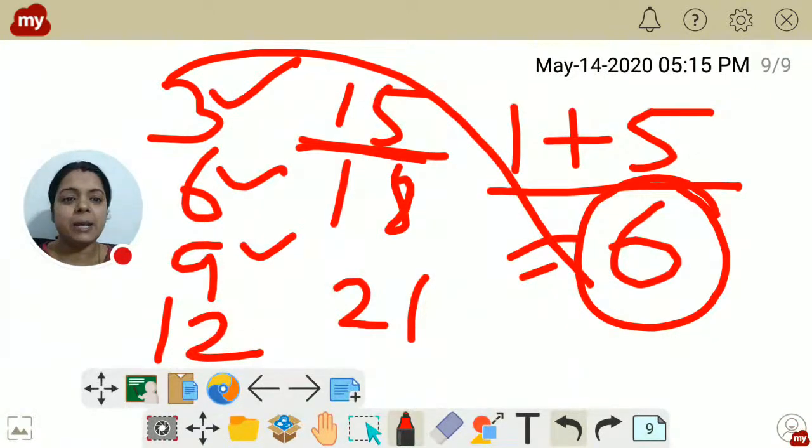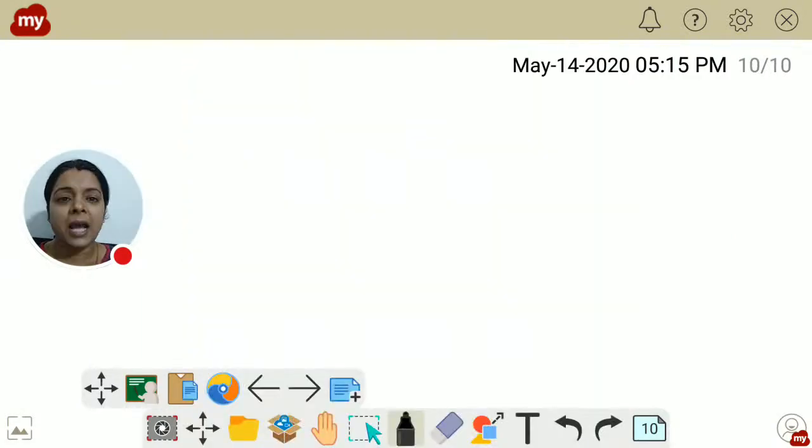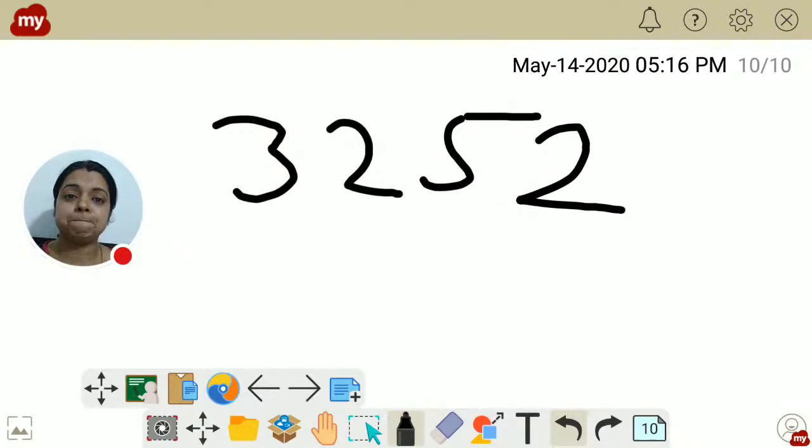Now the rule comes. I'm taking you to another example. Let me take the number 3, 2, 5, 2. Now you will think, ma'am, I need to go for division and all. No, there is an easier way. It is not asking what the quotient is or whether you get a remainder. It is just asking whether it is divisible or not. So how to find it out?